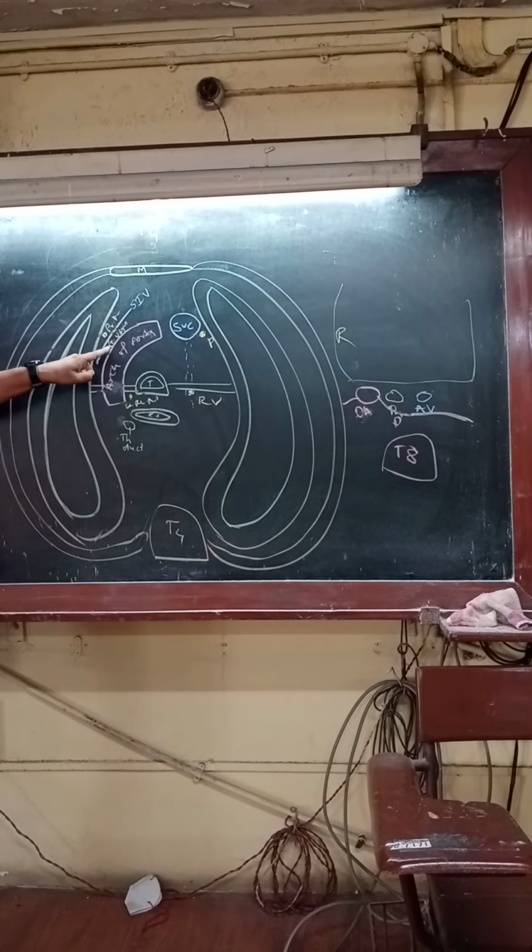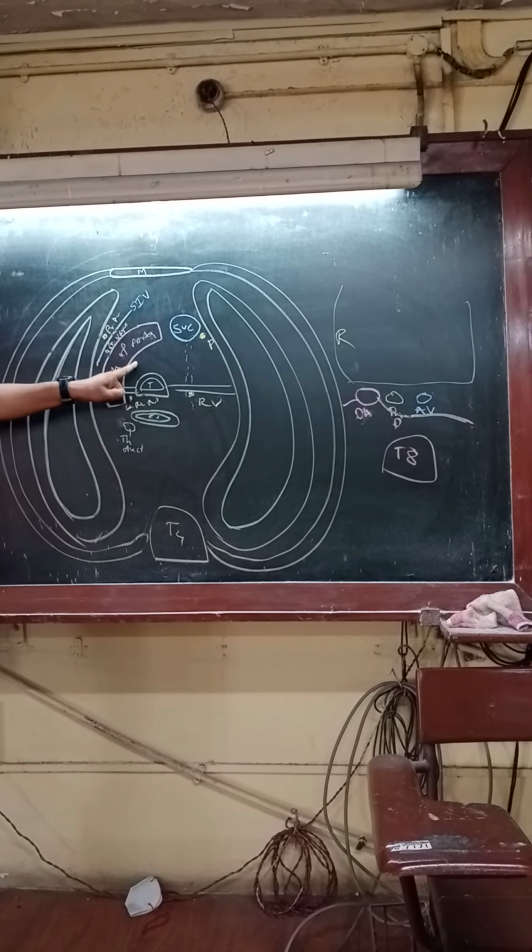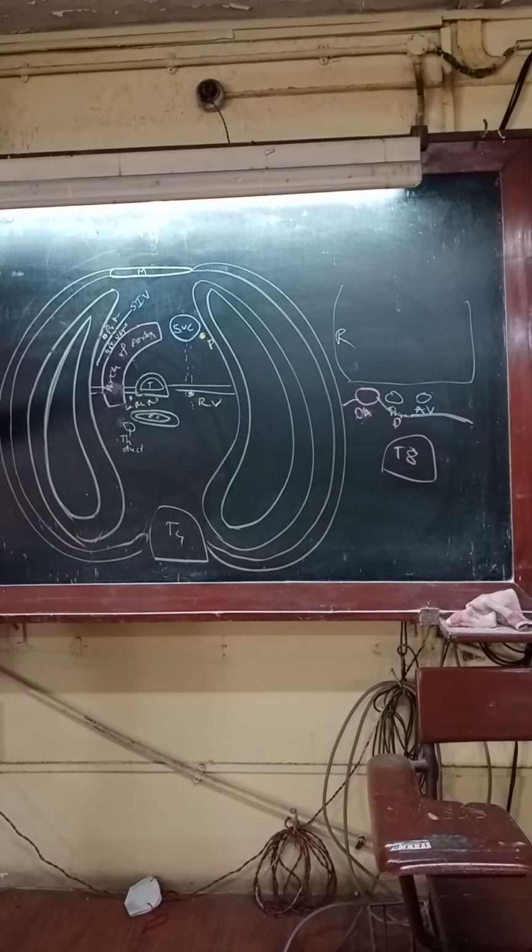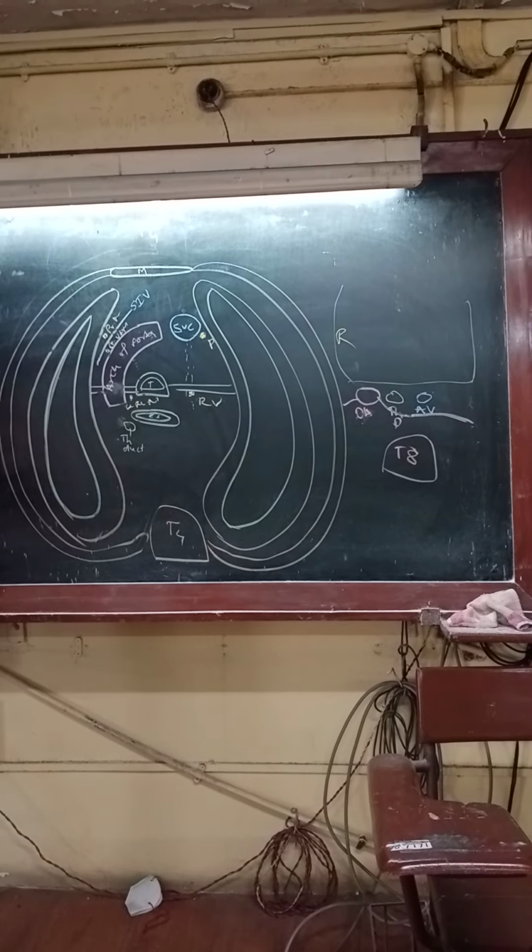Anterior, this is anterolateral, this is posteromedial. So anterolateral is various branches I have already told. Let's talk about trachea.